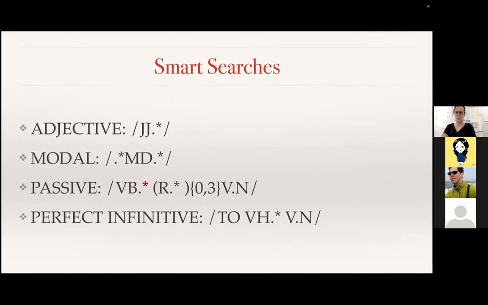But I picked adjective and modal. It's actually not a structure itself. I'm just picking up all the adjectives from the corpus, or modal auxiliary verbs from the corpus. But this can make the sentence more complex. So I included these, and then passive and perfect infinitive, to plus have plus past participle, which shows quite a complex structure. So I tried these four structures today in smart searches.